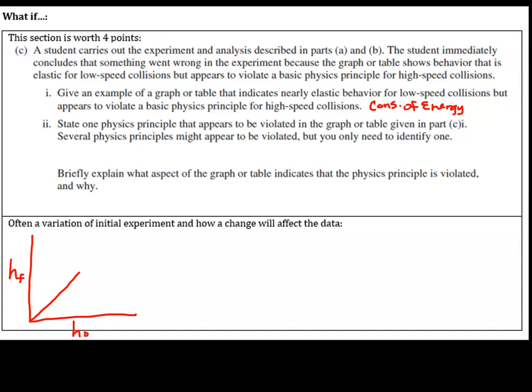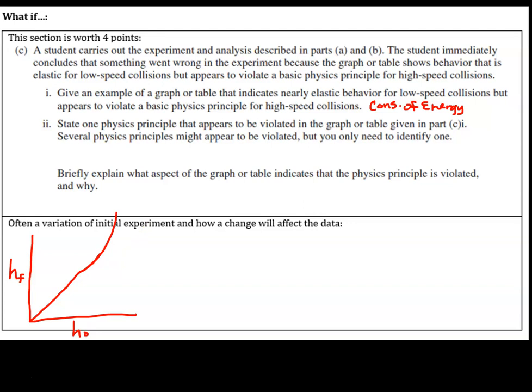So how could we represent that on the graph? Well, that means that our final height is going to be bigger than our initial height. So this would represent a violation because instead of continuing on with our one-to-one, we're creating energy here. So this would be a graph that fulfilled that question.